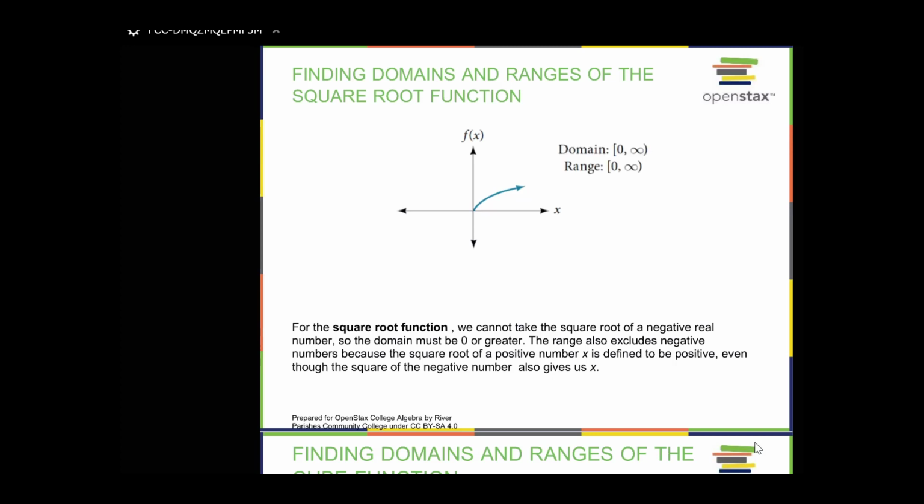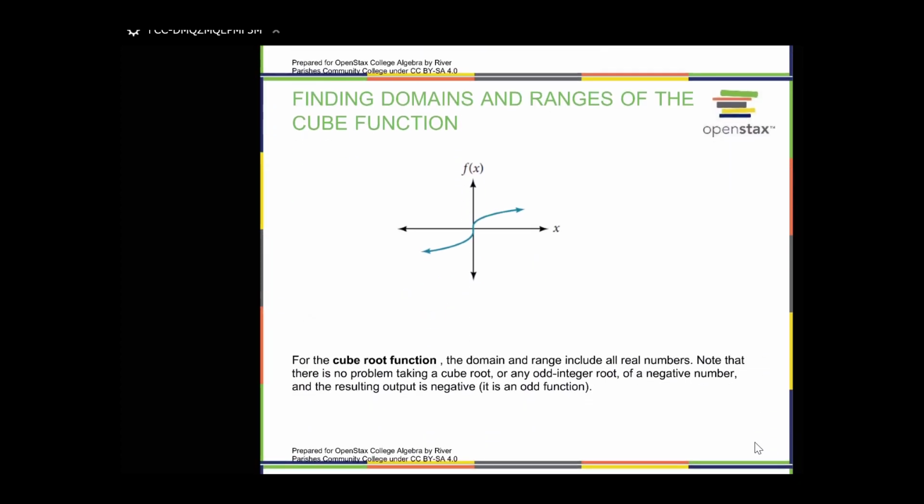And I think the next one is a cubic function, a cube function. So it looks like the domain and range, we've got left to right arrows, so that'd be negative infinity to positive infinity. Then for the range, we've got bottom to top arrows, also negative infinity to positive infinity.